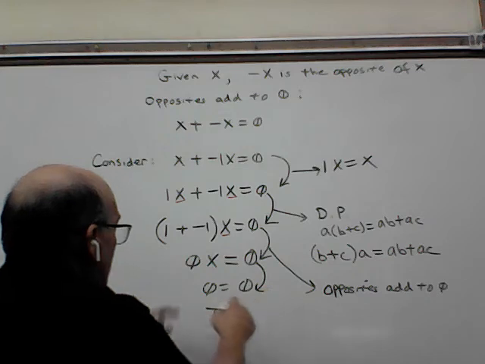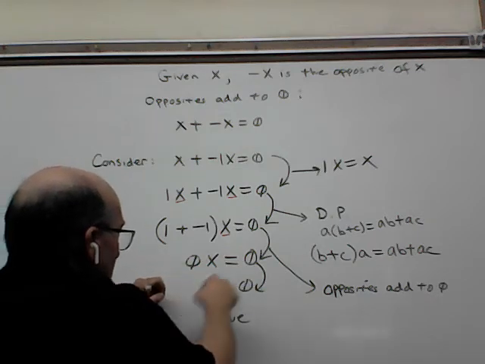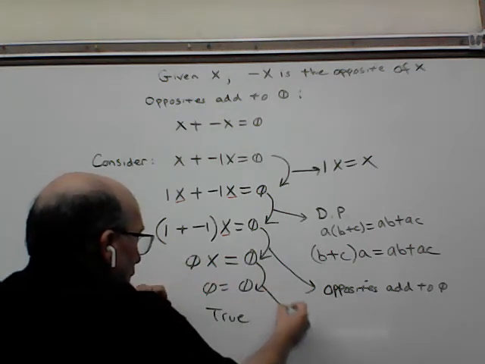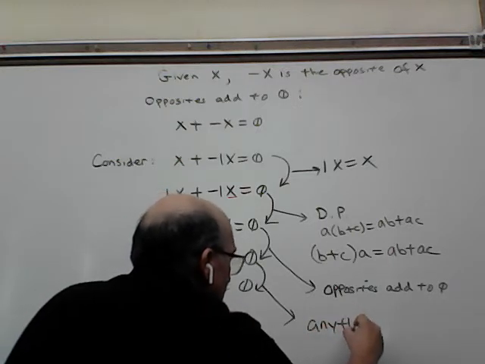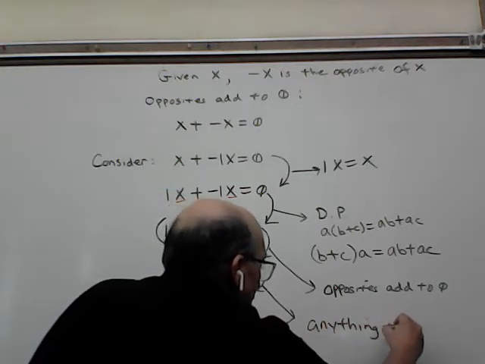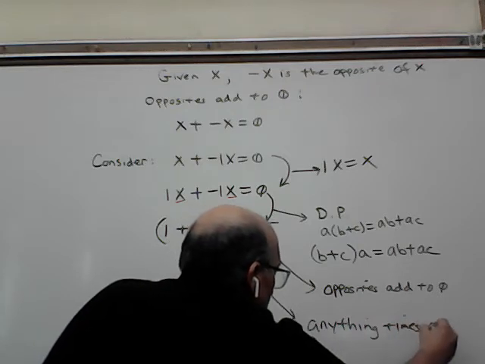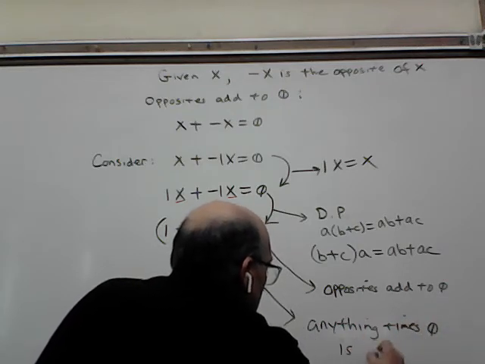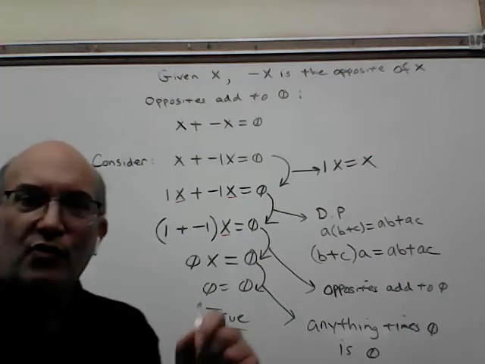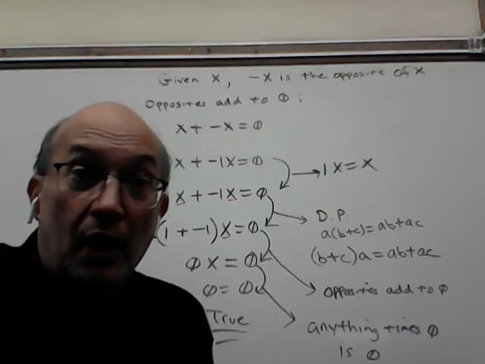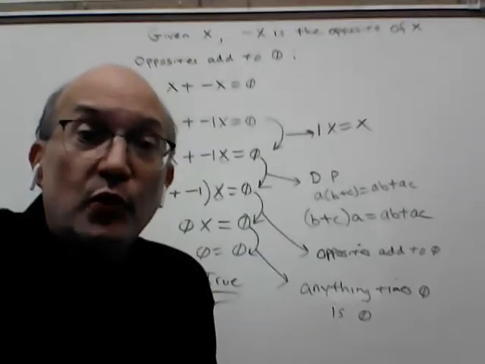And what allowed me to go from this line to this line? Well, anything times 0 is 0. Through a series of steps, things that we agree to.